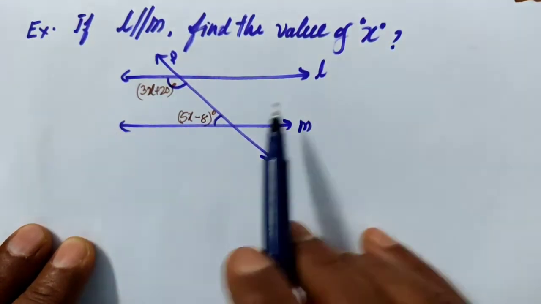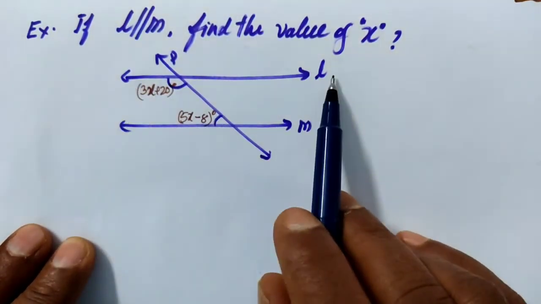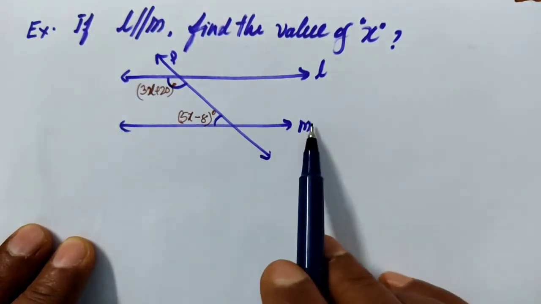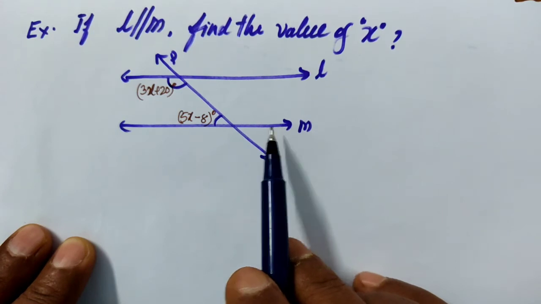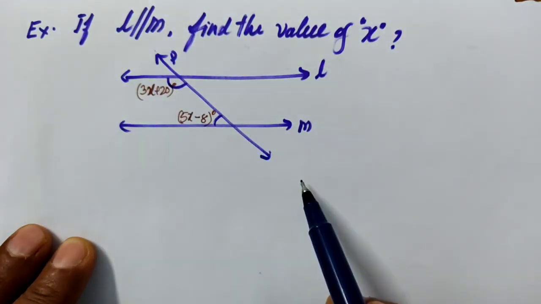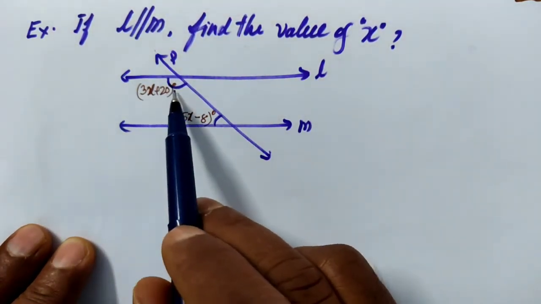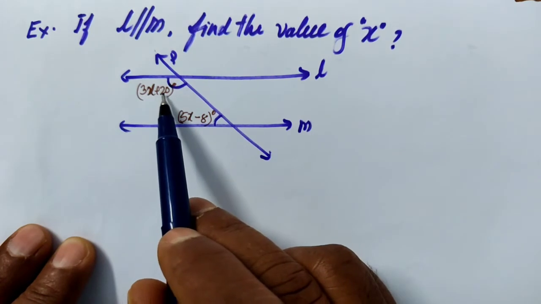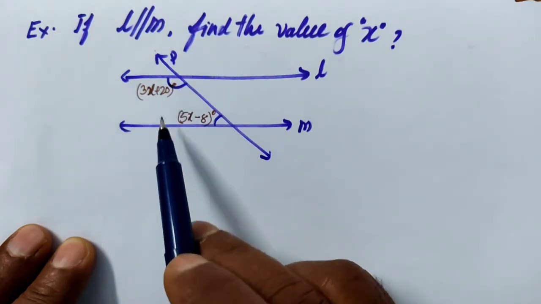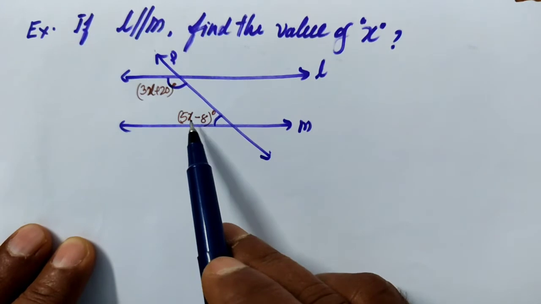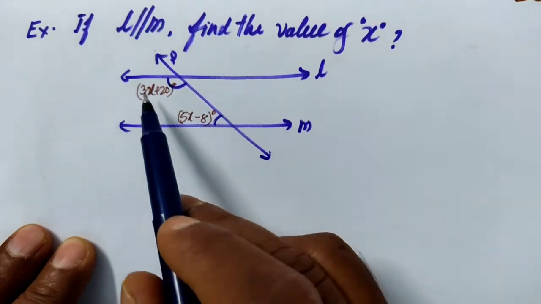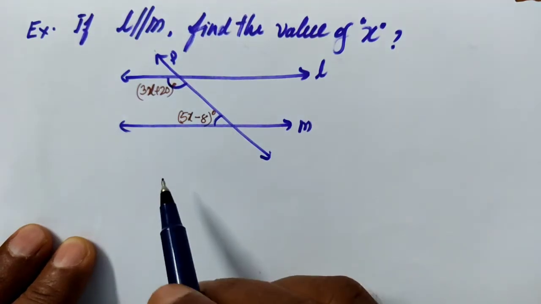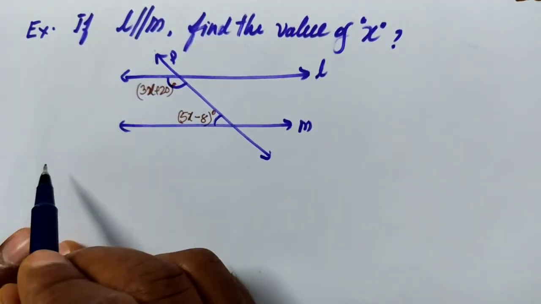So in this figure, this is line L and this is line M, and these two are parallel, and this is a transversal. The angles are given: this angle is 3x plus 20, and this angle is 5x minus 8 degrees. So we have to find the value of x from this figure. How can we find it? This is very easy.